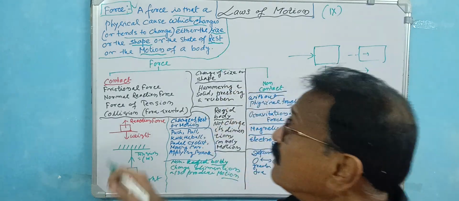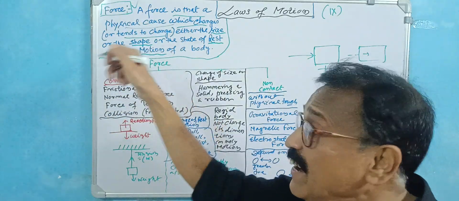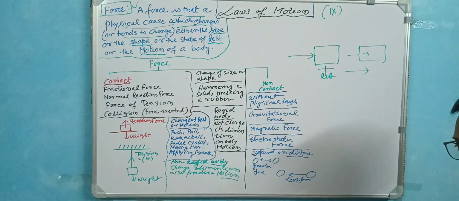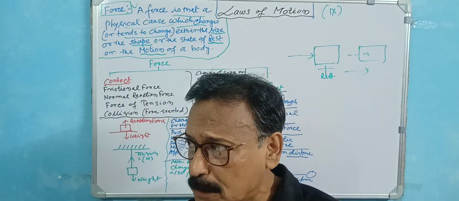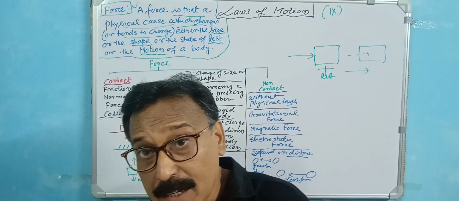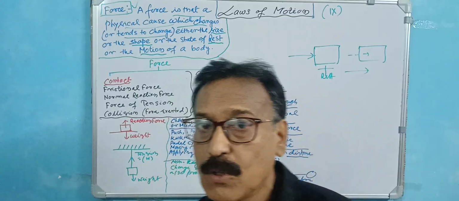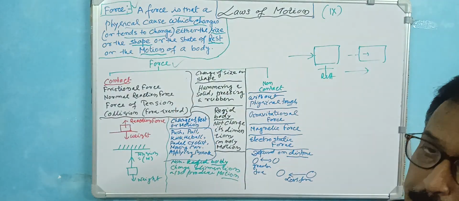This is a physical cause which changes or tries to change. It may not be possible, but you have to try to change. Suppose a big stone: if you push it, it does not move, but you are trying to change its state. So what you apply is actually called the force. Now force is of two types.